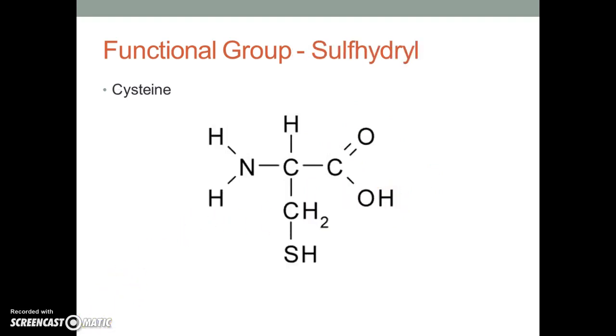The next functional group is sulfhydryl, which is an SH group containing sulfur. Once again, we're looking at another amino acid, with an amino group and an acid group. This one happens to be cysteine.